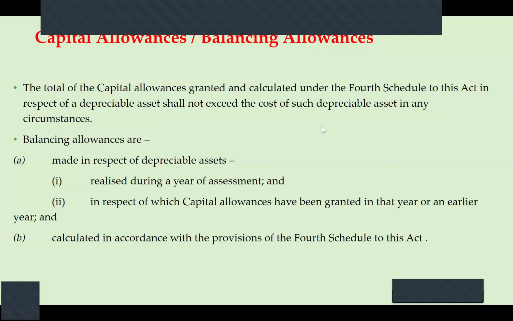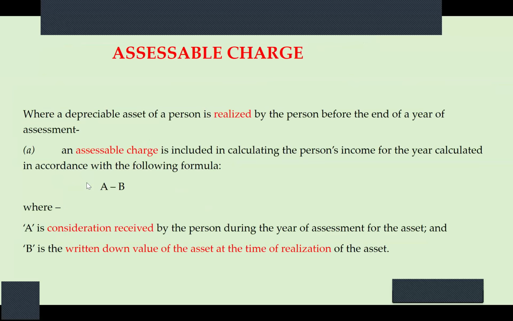Assessable charge means here we have a profit, not the loss. Here we have a profit because consideration is higher than the written down value. Written down value means the value of the asset today. If we are realizing, if we have sold that asset today morning, then we have to consider the amount we received for that realization and the written down value of that asset during this year of assessment. So we cannot deduct capital allowance for the selling year. Therefore we have to consider the opening written down value.